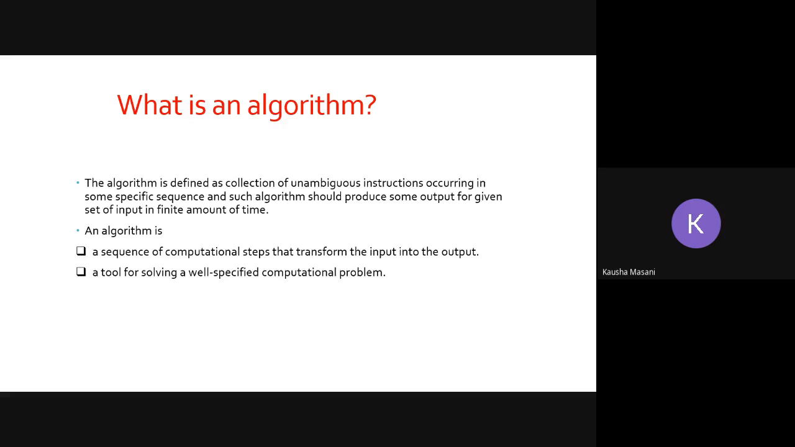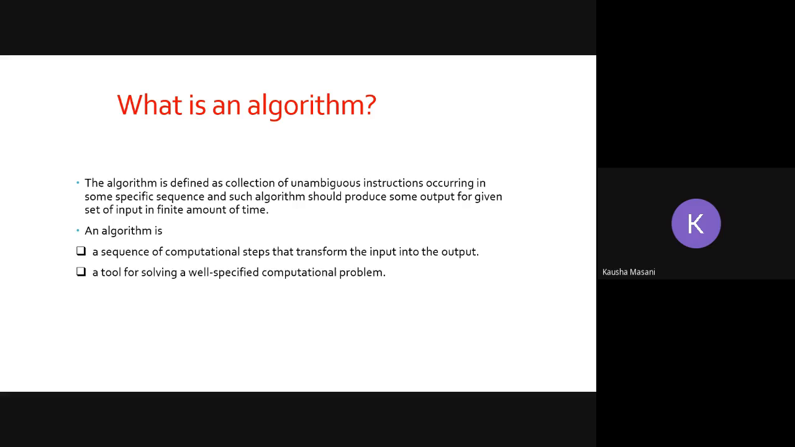That you first read integer a, then you read integer b, and then you do the summation, or say the operation on both the integers. So it is a specific sequence. You are not going and giving the command, okay, do a plus b, then you go and declare a, and then you go and declare b, right? You are following a specific sequence there, and such an algorithm should produce some output for a given set of input in a finite amount of time. It should not take an entire century to give you an output. There should be a finite amount of time.